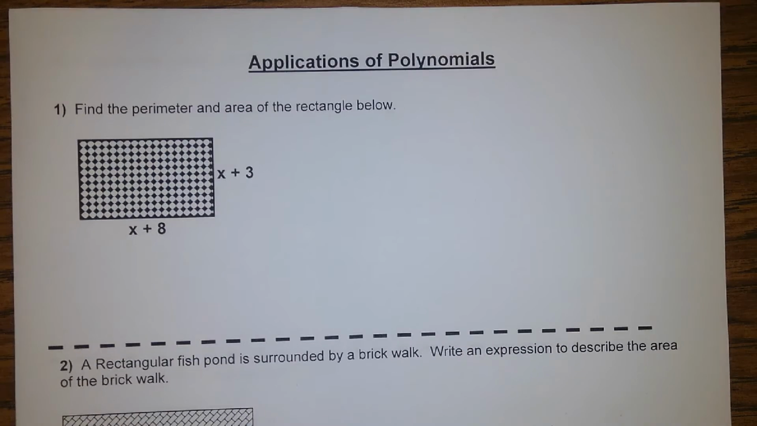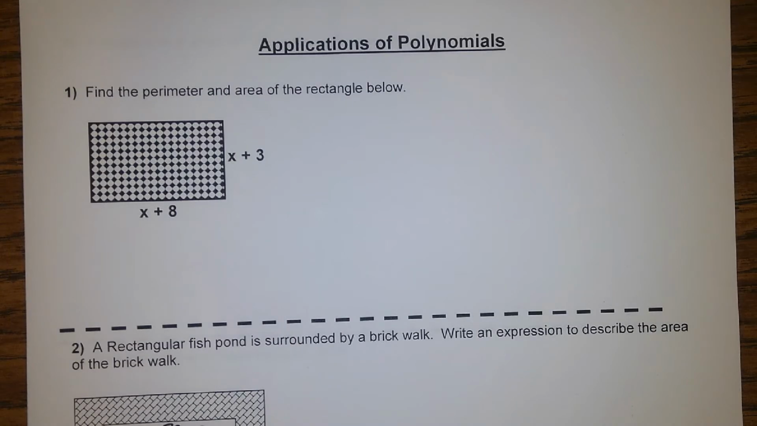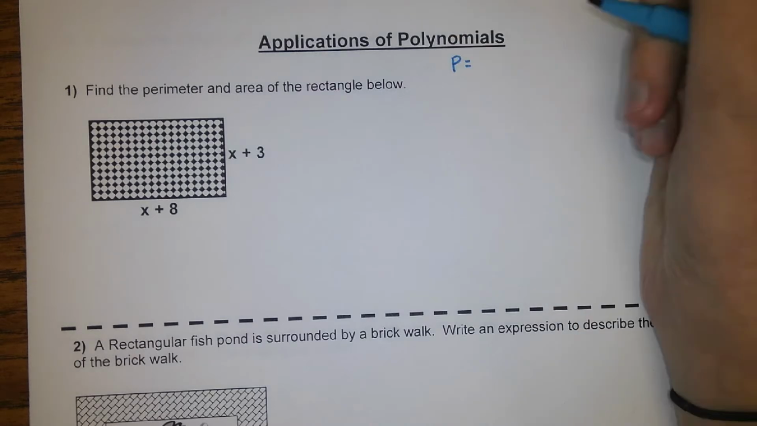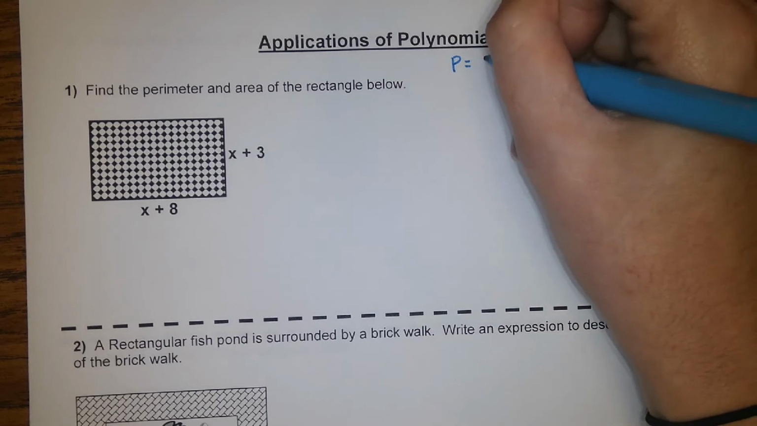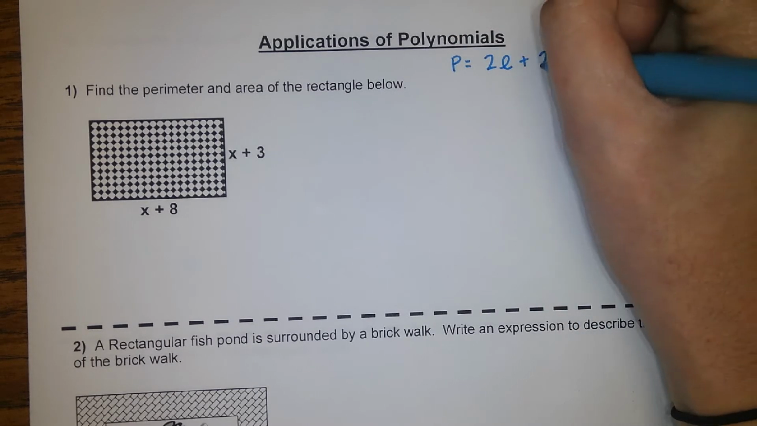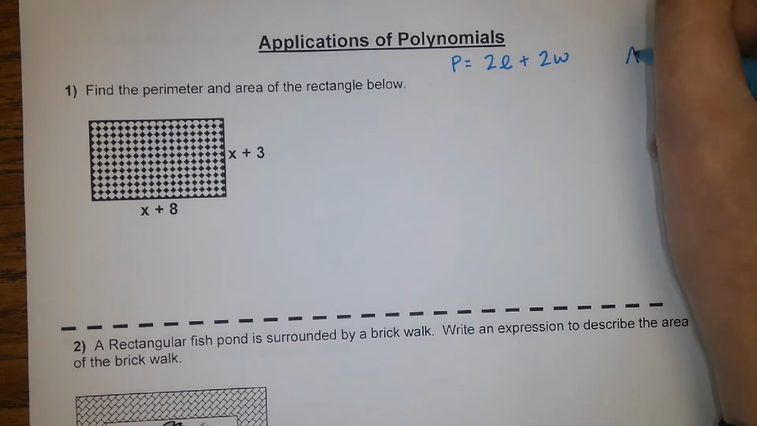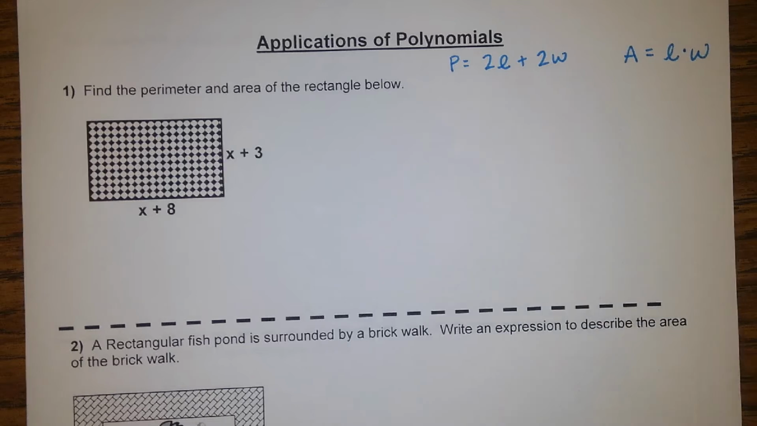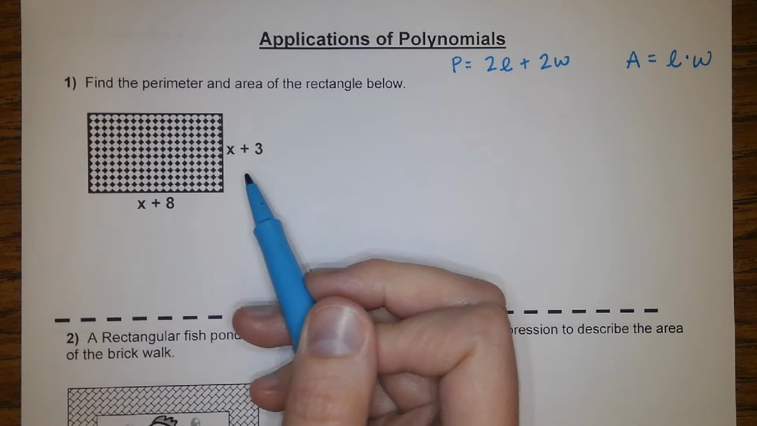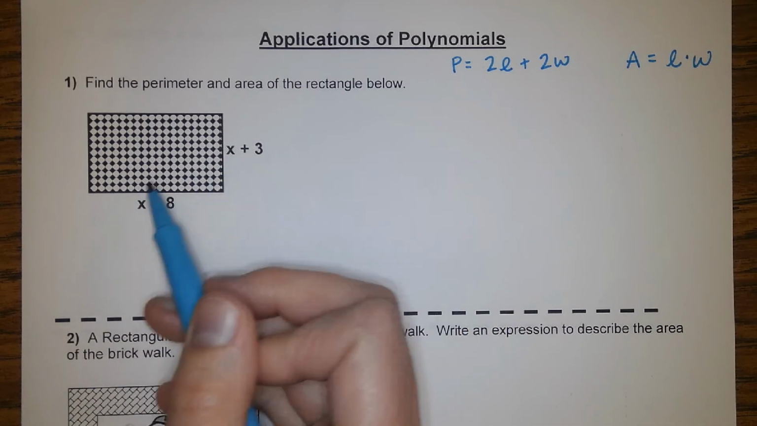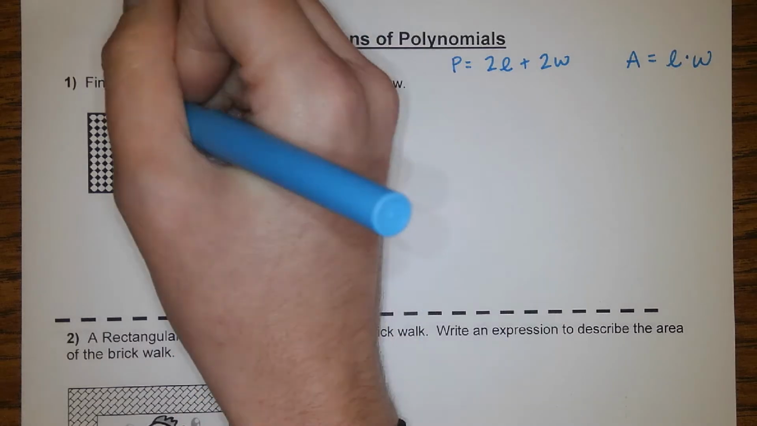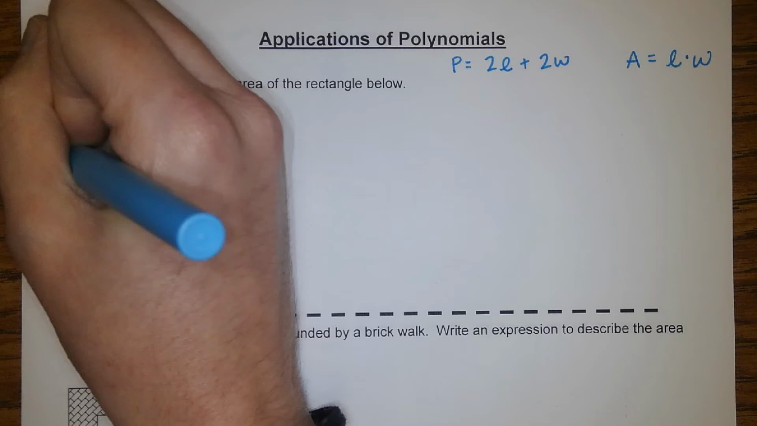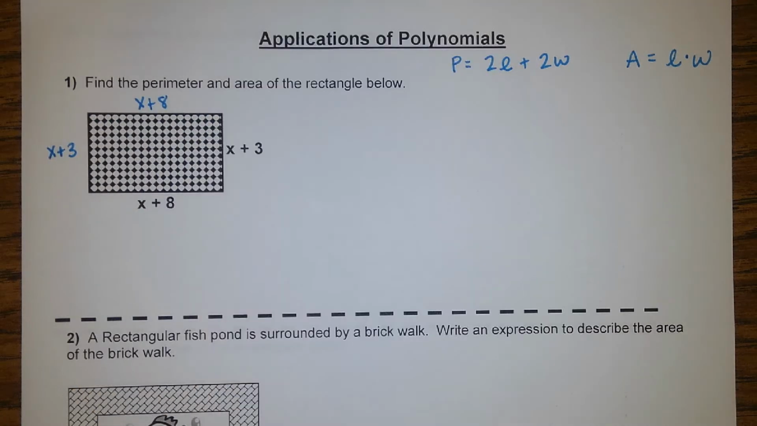So we want to find the perimeter and the area of this rectangle below. And I want to remind you our perimeter formula is P equals 2 times L plus 2 times W. And our area formula is just length times the width. All right, so if we look at our rectangle here, we see that this side is x plus 8. That means that this side would also be x plus 8. This side is x plus 3, so this side would also be x plus 3.